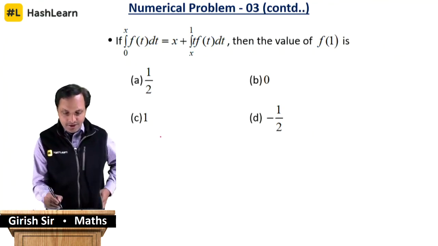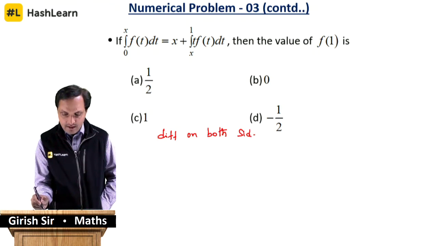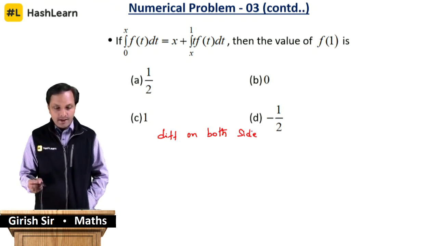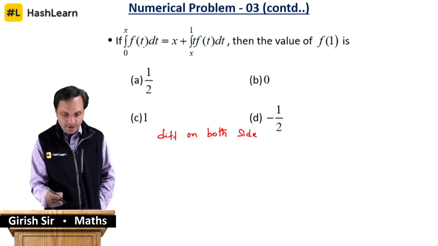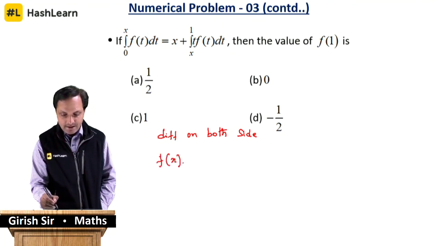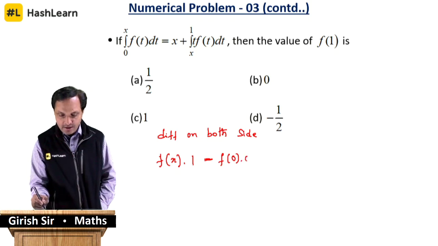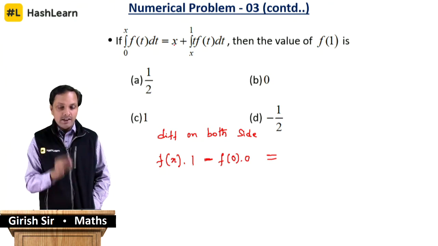So let's see how to do this problem. You know that if you differentiate this on both sides, what happens here? This is f of t. When you differentiate, the integration sign will vanish and whatever the lower limit or upper limit is will take the place of t. This becomes f of x, the differentiation of x is 1, minus f of 0 into the differentiation of 0, which is 0. This is your left hand side, and the right hand side you also have to differentiate.